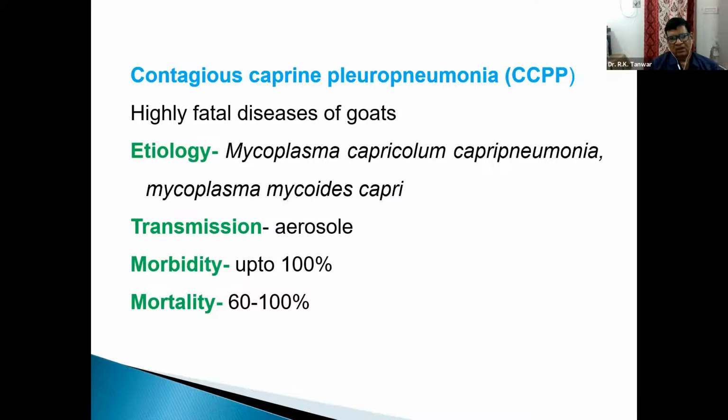This is the major problem. Every year, as the winter starts, we see the cases of contagious caprine pleuropneumonia, a highly fatal disease of goat. Etiology is Mycoplasma capricolum subspecies capripneumoniae, Mycoplasma mycoides. Transmission is through aerosol. As the name itself says, it is highly contagious. Morbidity is up to 100%. Mortality is 60 to 100%.